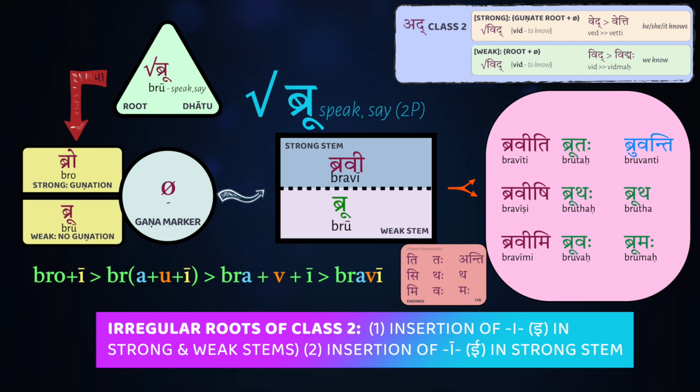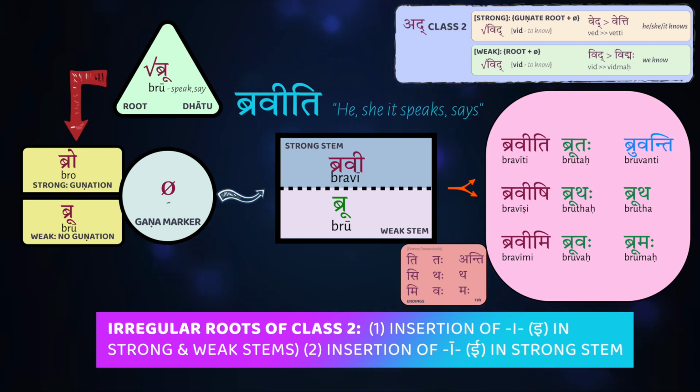O plus long E first breaks down into a plus u plus E. Then the ukara turns into your semivowel vakara. And so we're going to get bravi. And braviti, he, she, or it speaks. The weak stem of bru stays bru with no E added.